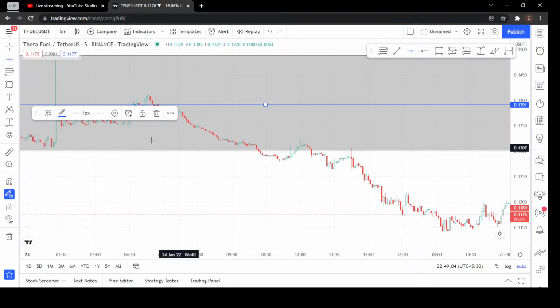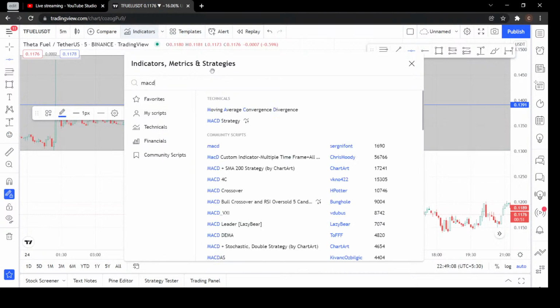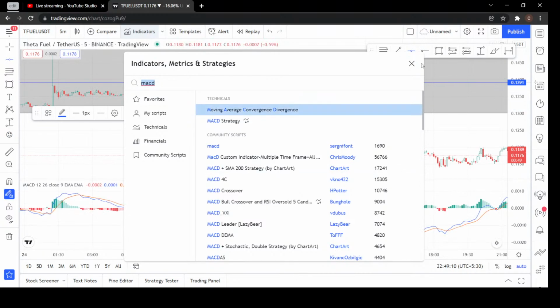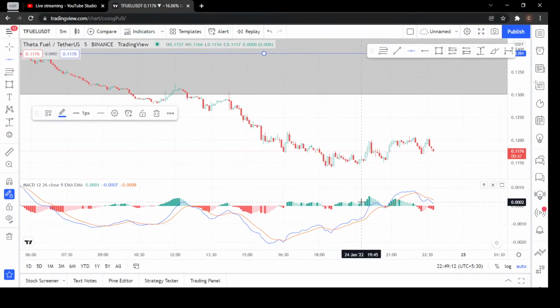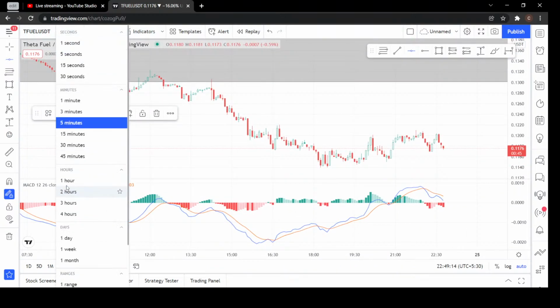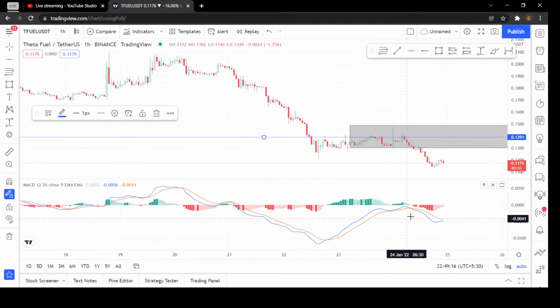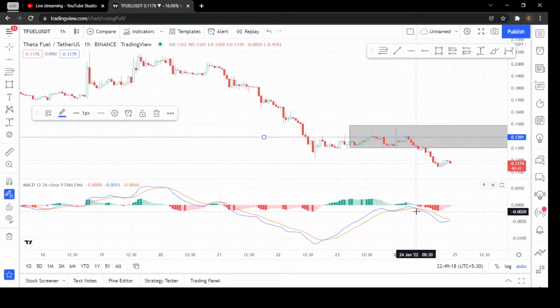So MACD is simply like, we just saw MACD, right? It changes on every time frame. You go to 1 hour, MACD is different. Right now, what MACD indicates here? It crossed and it is red. Red simply means bearish. I learned all this.